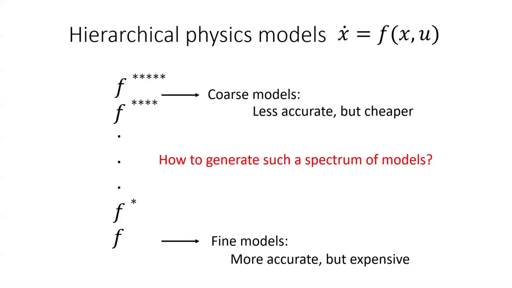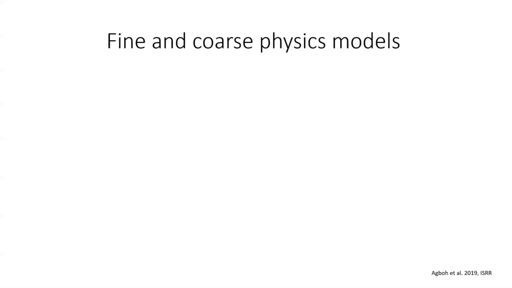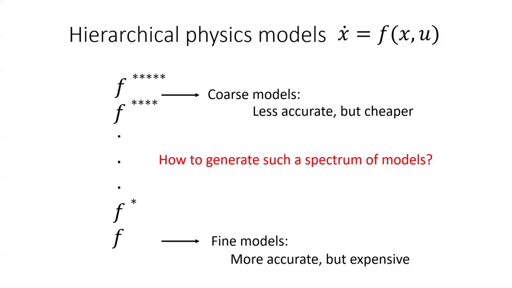And then one question becomes how to generate such a spectrum of models. One thing that we have explored is using fine and coarse physics models. What I'll talk about, we actually do assume that we have one fine model and one coarse model.